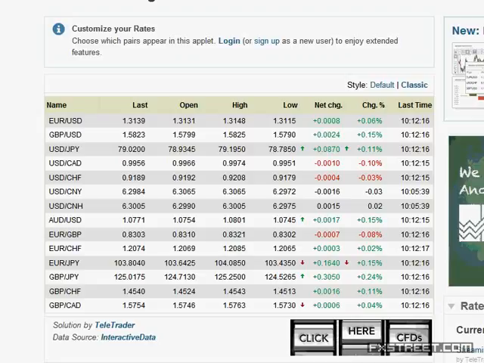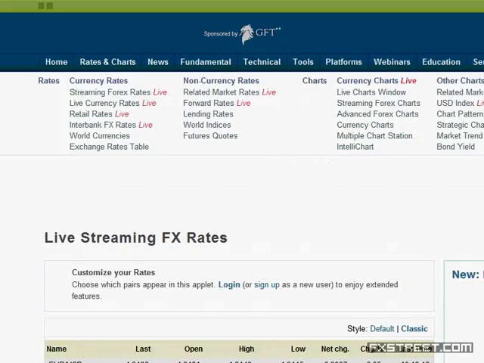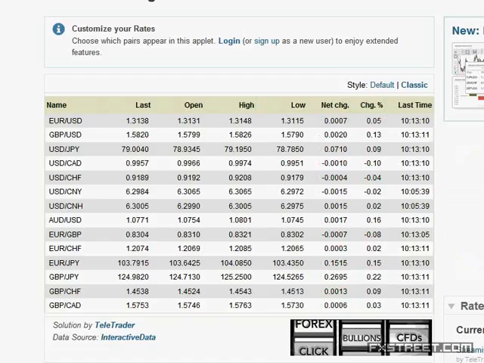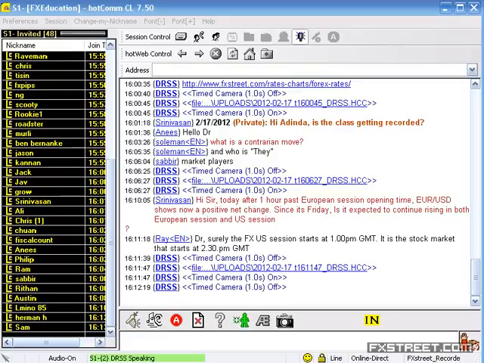Again, it's getting stuck. Try to refresh it frequently. Now let me go back to the PowerPoint presentation.